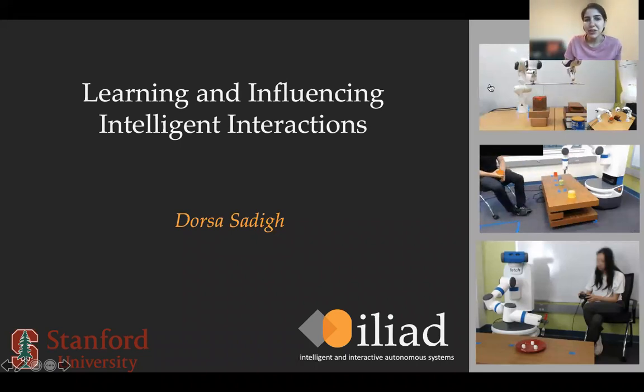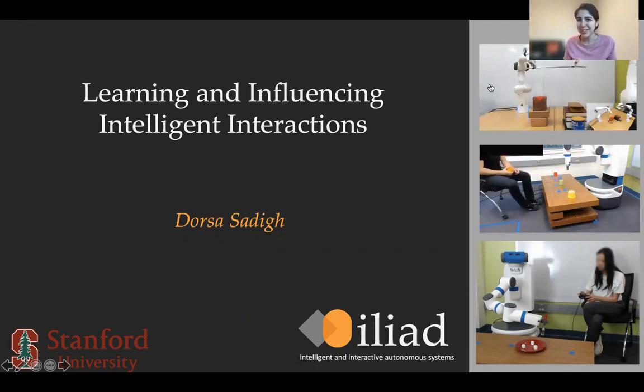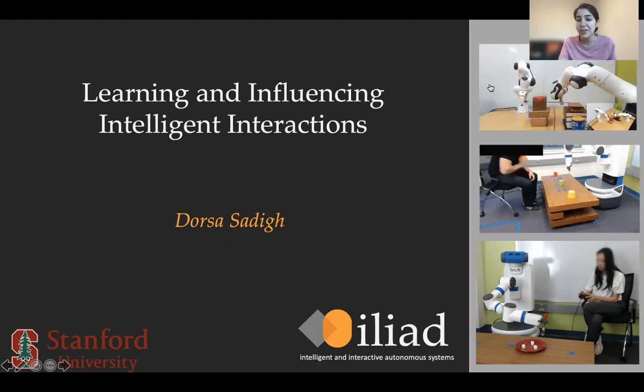Today I'd like to talk a little bit about how we use learning to enable and influence interactions between humans and robots. To talk about that, we first need to talk about interactions. So what are social interactions? How do we think about interactions when it comes to humans coordinating with each other? And how can we use some of those ideas when it comes to human-robot interactions?